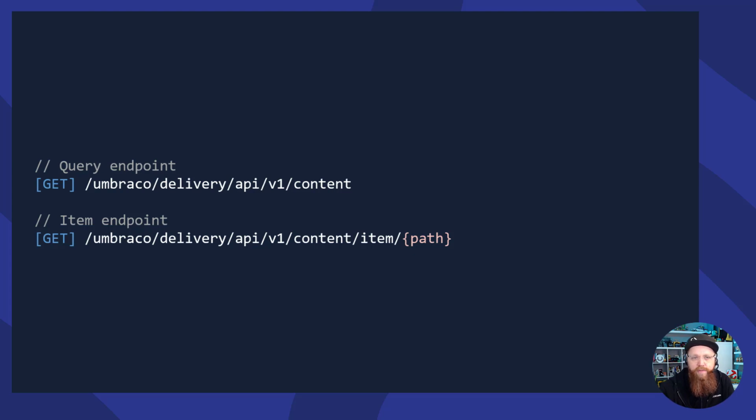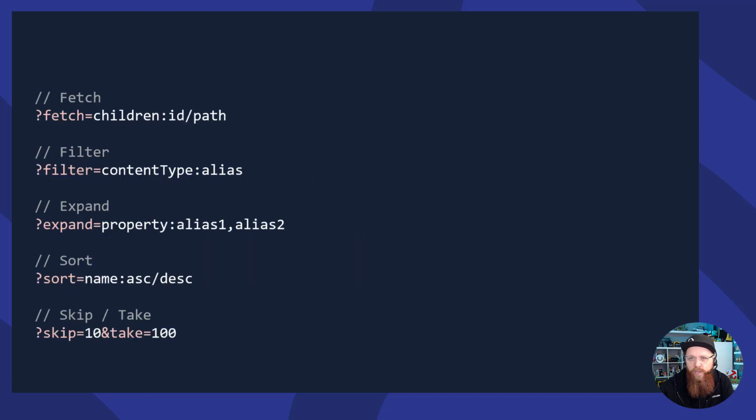And then we've got an item endpoint, which will fetch just a single individual item. So that's more when you hit the product page directly, and you're just going to fetch one product item back. So that's the endpoint that we'll use for that.